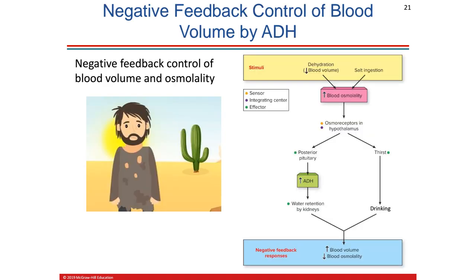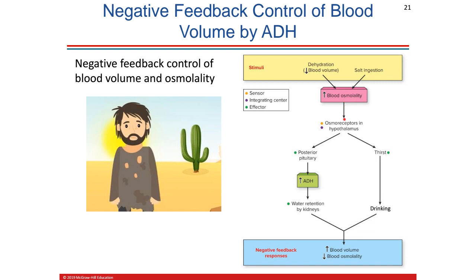As I mentioned earlier, the control of blood volume by ADH is an example of a negative feedback loop. And we can look at that in more detail here in this figure. So we start with an initial stimulus. We have a guy in the desert. He forgot to bring water. It's very hot. And so he's dehydrated. And so he'll have a decrease in blood volume. Perhaps he's tried to eat some salt. I don't know. There's some salt ingestion going on also. And either of these factors or both together would then lead to an increase in blood osmolality. So his blood is essentially getting more concentrated.